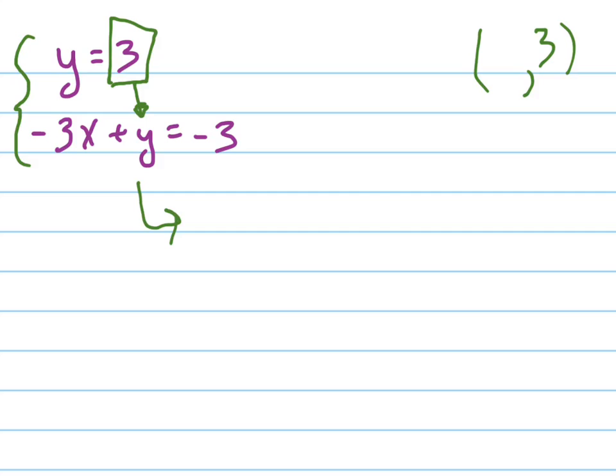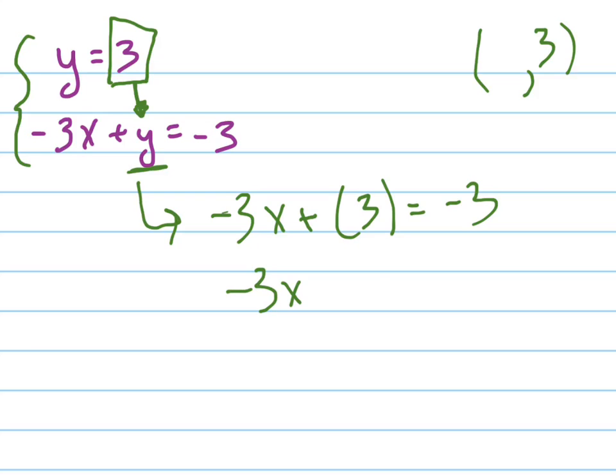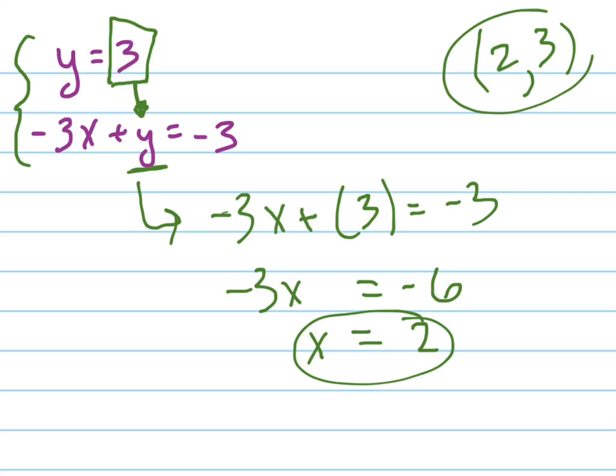So this equation becomes negative 3x plus, I always like to use parentheses even if you don't need them, plus 3, because I'm plugging that in, equals negative 3. So notice I plugged that in, I rewrote that second equation, plugging in 3 anywhere I saw y. Now let's just solve that. Negative 3x equals, I'm subtracting 3 from both sides, that's negative 6. X equals, now I'm dividing by negative 3. Negative 6 divided by negative 3 is positive 2. 2 is my x-coordinate, so my solution is 2 comma 3.